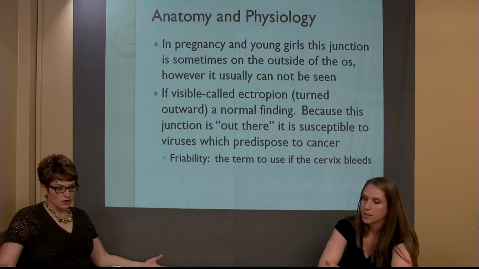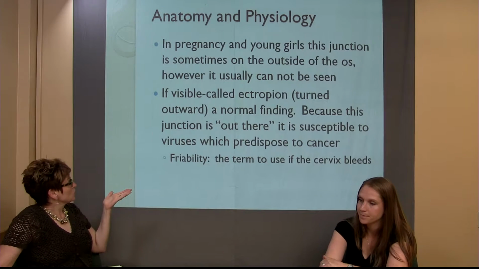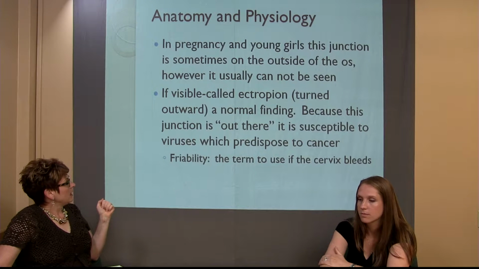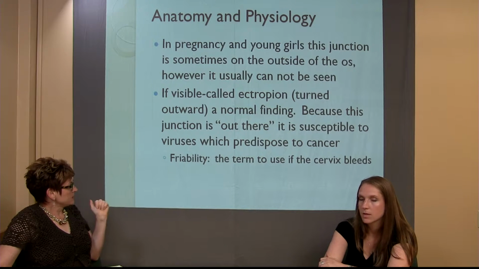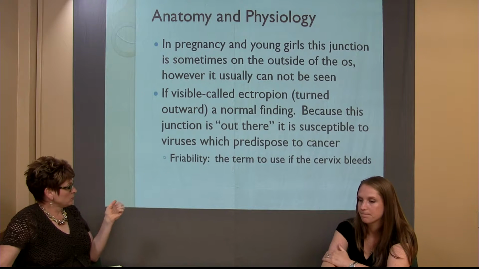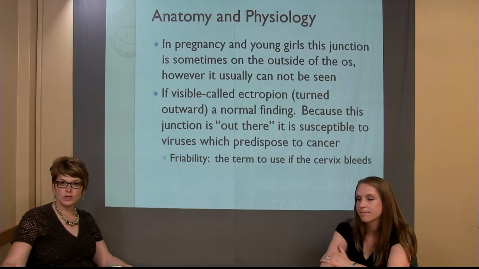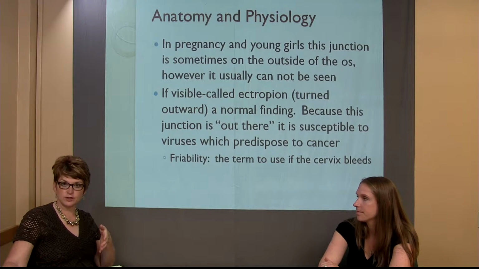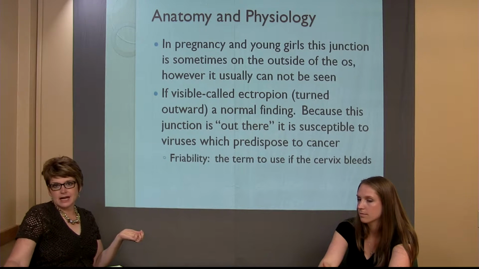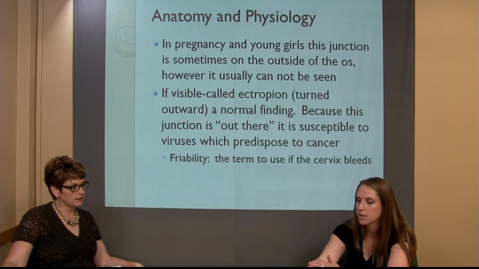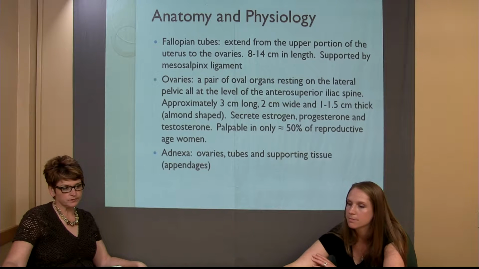So in pregnancy and in young girls, we talked about this os is external, and if you can see it, it's called ectropion. And again, that leads you to greater susceptibility toward cancer if you're exposed to human papillomavirus. The term friability is the term that we use, that if you collect cells from that cervix and it bleeds, it's not a bad thing, it's just a thing, but the term is friability, sort of fragile, if you will.